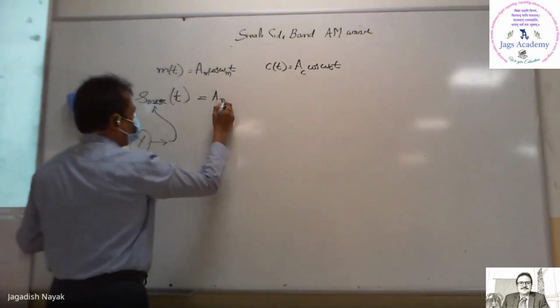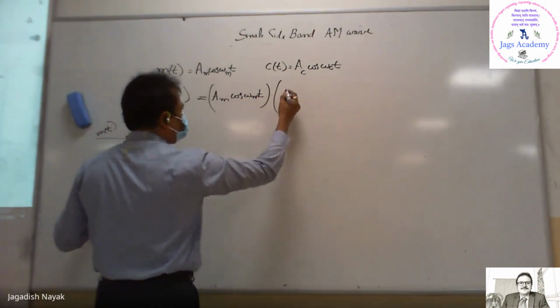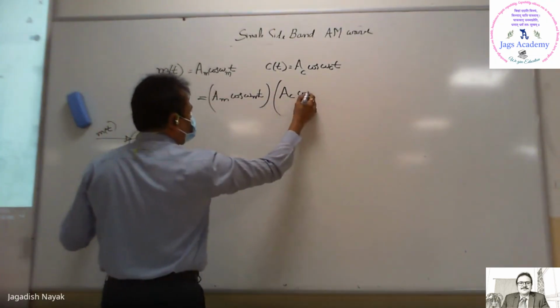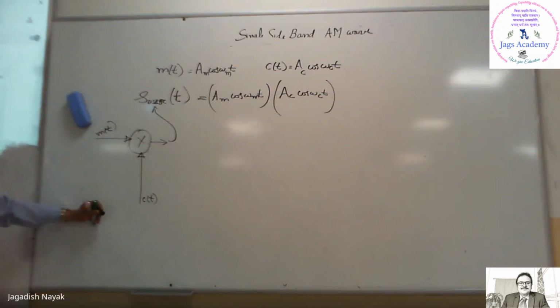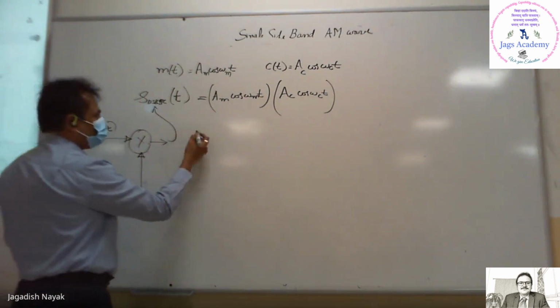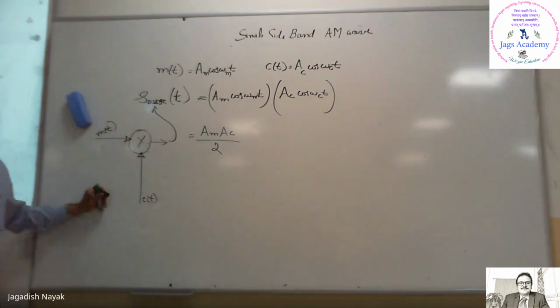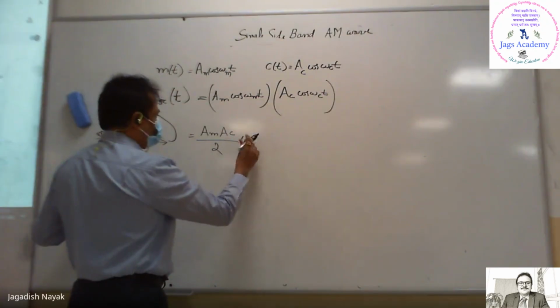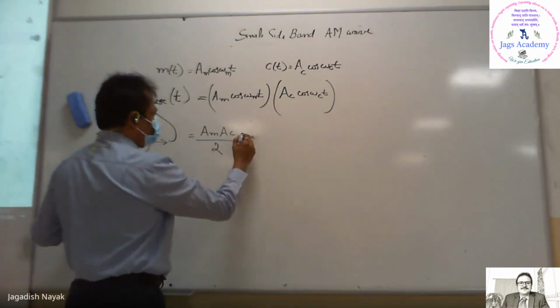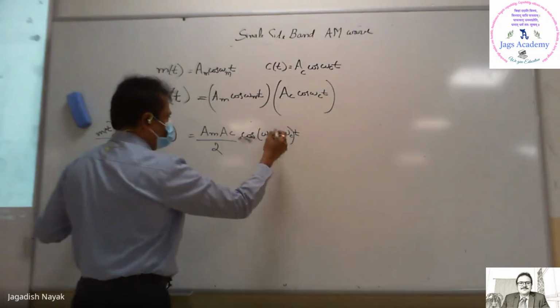This is going to be Am cos omega mt into Ac cos omega ct. Using cos A cos C equals half of cos A plus C plus cos A minus C, this is equal to Am Ac by 2 cos of omega m plus omega c into t.